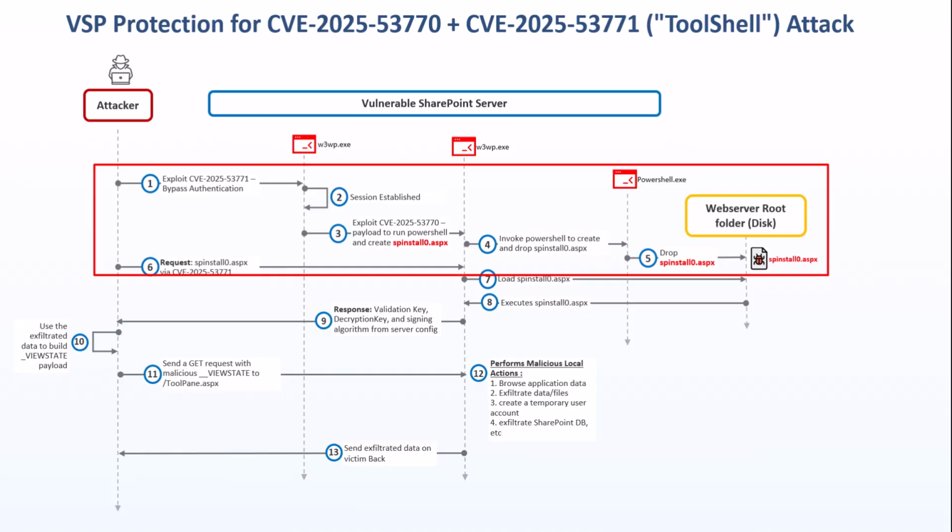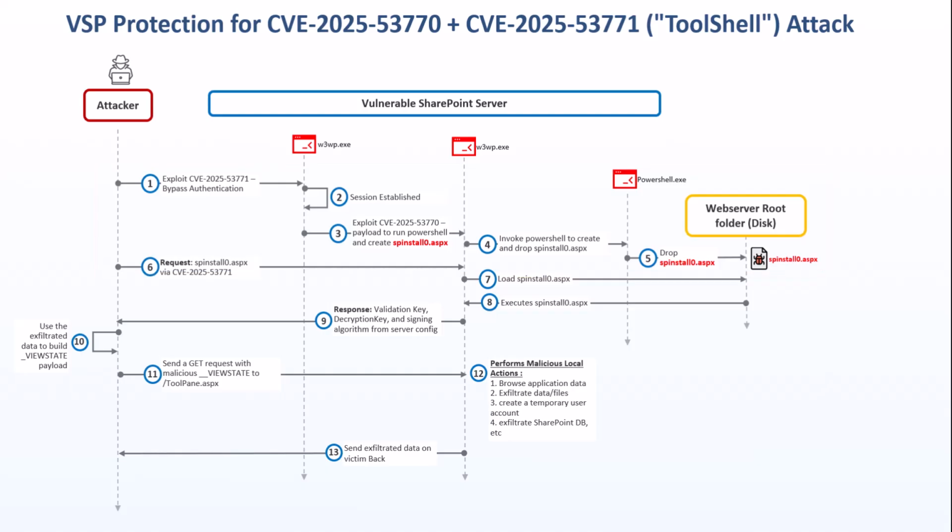In the initial stage of the attack kill chain, step 1 through 4, the threat actor exploits 53771 and 53770 to deliver a deserialization payload to an unauthenticated page, resulting in the execution of a PowerShell command. In step 5, this command dropped a webshell named spinstall.aspx into the server's webroot folder, though the webshell could have been named anything, rendering IOC-based detection solutions ineffective.